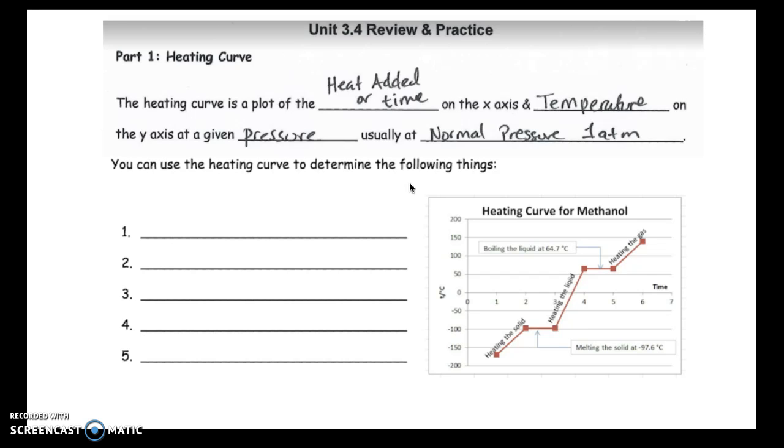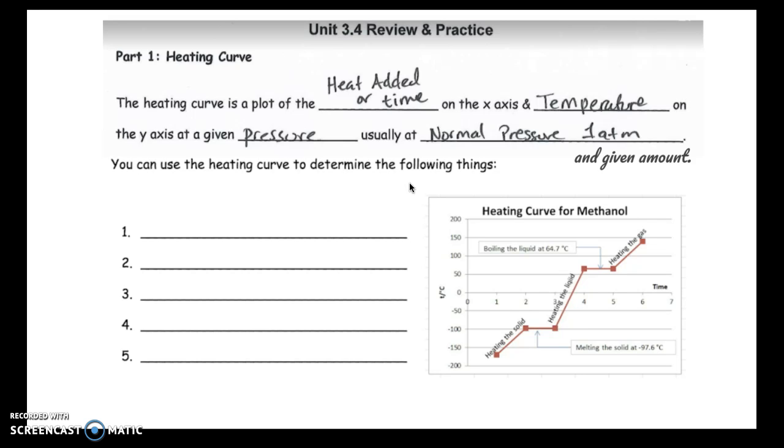All right, so with that being said, in addition to pressure, and this is something I forgot to add there, you're also given an amount. So I want you to add to your notes a given amount, meaning that they have to give you the mass or the moles that you are measuring the heating curve for. In our example, it's 16 grams of methanol. So they tell us the amount that we're using when measuring this heating curve. Okay, so we know what a heating curve is. We now know how to read it. We've gone over that several times.